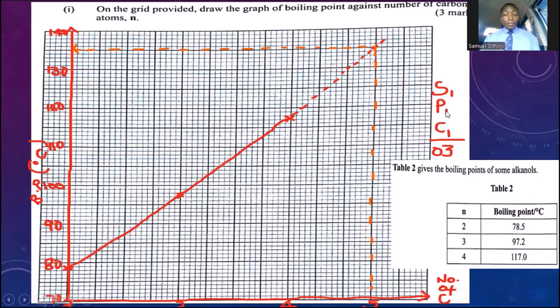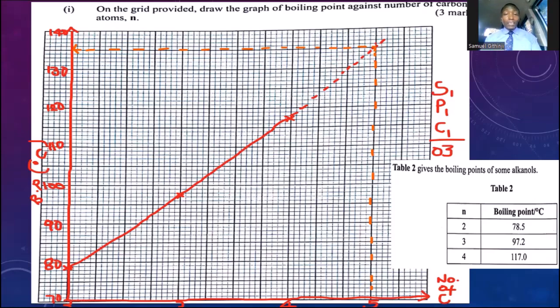Then we plot. Where it is 2, it is 78.5. Where there is 3, it is approximately 97.2. Where there is 4, it is approximately 117. So then we draw a straight line. Plotting, 1 mark, then a straight line, the best line of fit up to this point, another 1 mark, for 3 marks. So my student, graph work will always be there, but you need to be very keen.